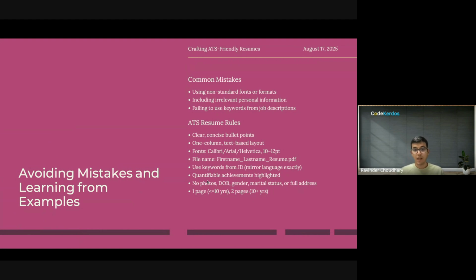right? Use some static font, guys. Don't play around with different fonts. Don't play around with font size. Use these static fonts. Have a very specific file name. Having like resume template one, resume template two.